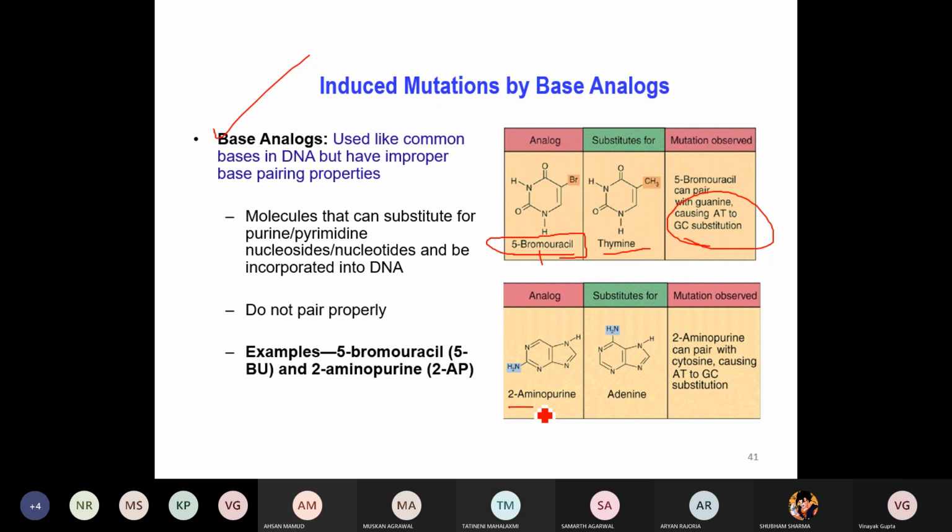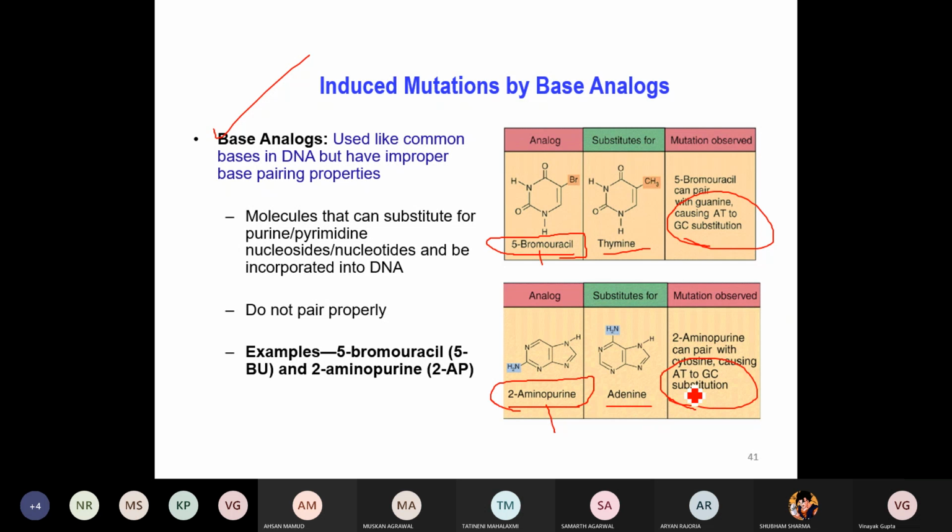The second analog, a very famous example, is 2-aminopurine. It is an analog of adenine. If you are growing your cells in the presence of this analog, it will be incorporated into the new copy of DNA in place of adenine. The ultimate outcome is the same, AT to GC or GC to AT.